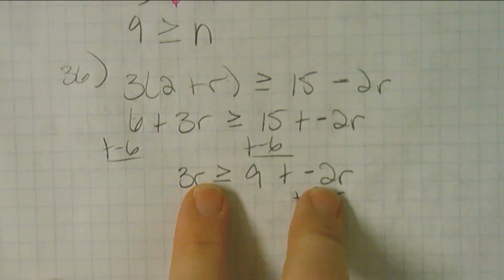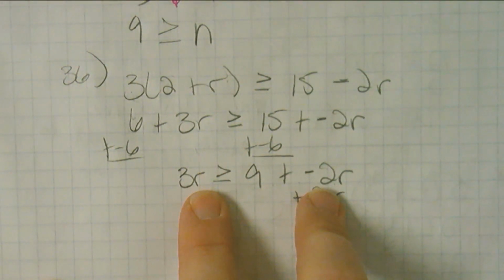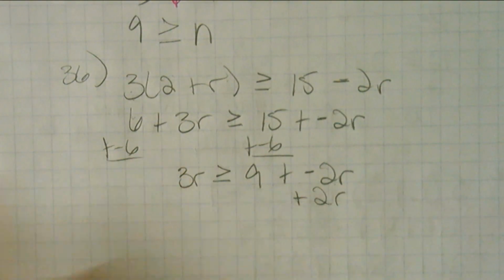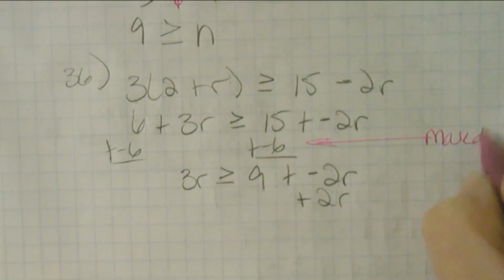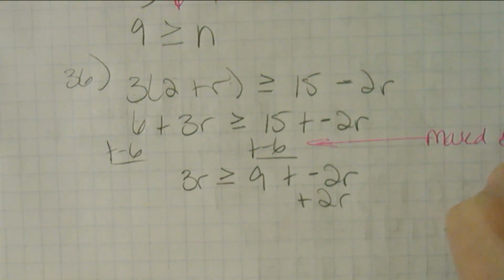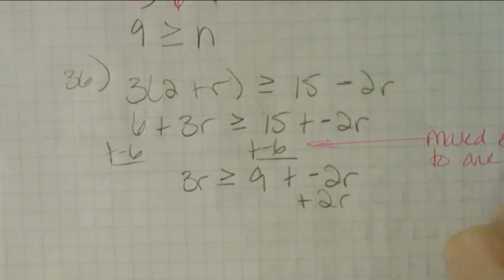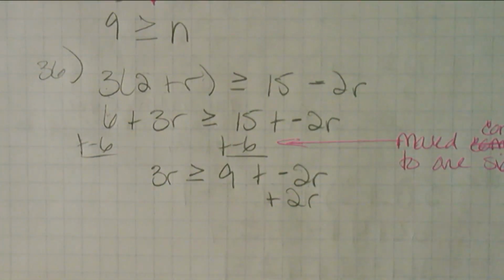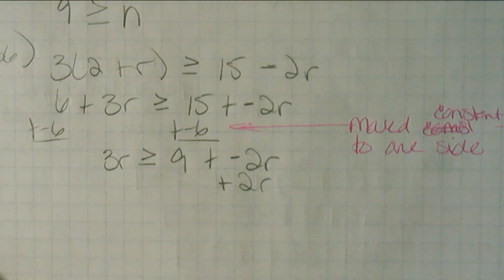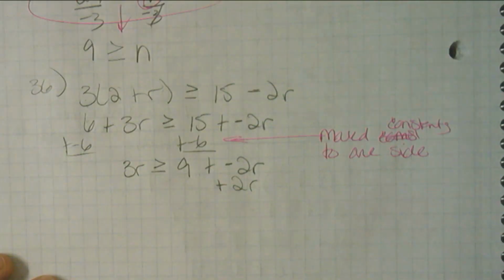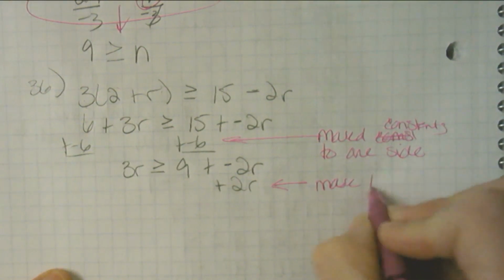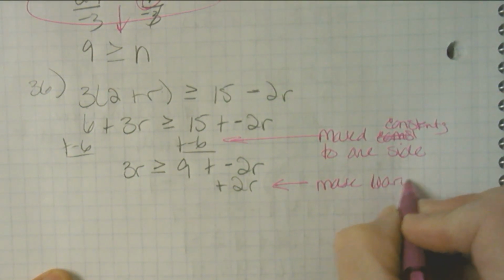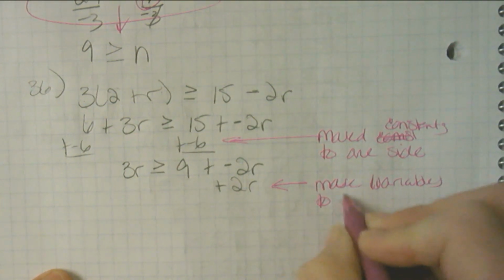This is not combining like terms. This is moving in this step right here. We moved our constants to one side. That's what we did in that step, is that we moved our constants to one side. So that means in this step, I have to move my variable terms to the other side.